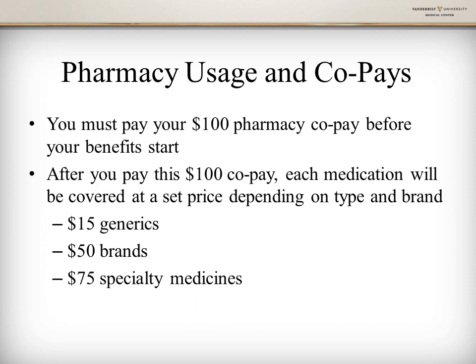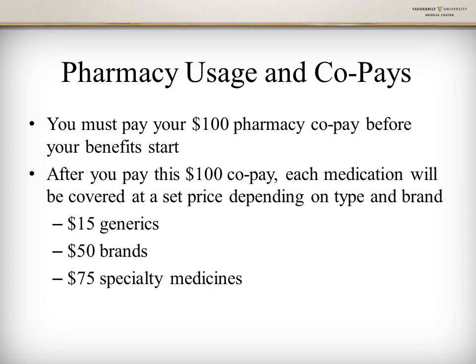Many students have questions about how to use their insurance at a local pharmacy to buy medications. I've mentioned earlier that the pharmacy benefit has a $100 deductible. Again, this means that before your insurance kicks in and starts paying for your medications, the first $100 is your responsibility to pay. After you've fulfilled this $100 initial payment, each medication that you buy at a local pharmacy will be covered at a set price that is determined by what kind of medicine you buy.